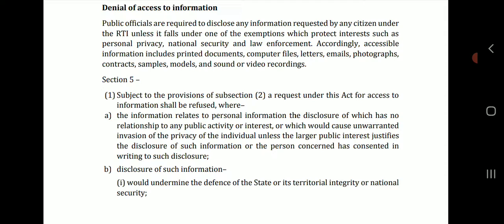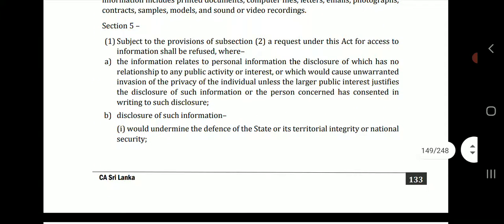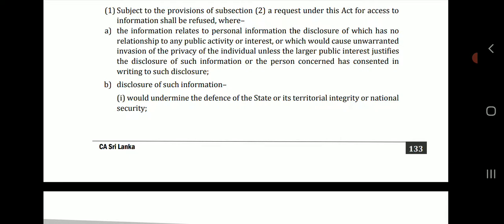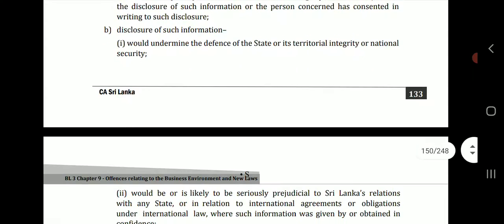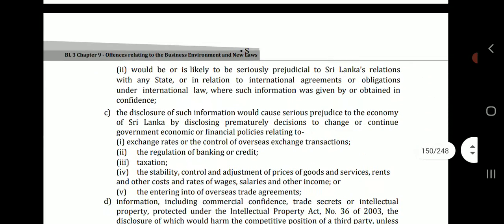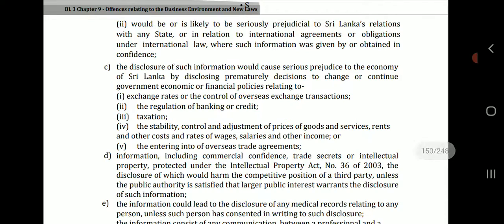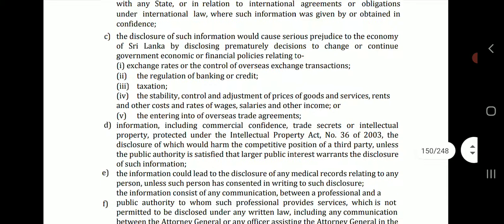It will be refused if it is personal information whose disclosure has no relation to a public activity or interest, which would cause unwarranted invasion of the privacy of an individual, unless there is a larger public interest that justifies the disclosure of such information, or the person concerned has consented in writing to such disclosure. Also if it would undermine the defense of the state, territorial integrity or national security, or if disclosure of such information would cause serious prejudice to the economy of Sri Lanka.